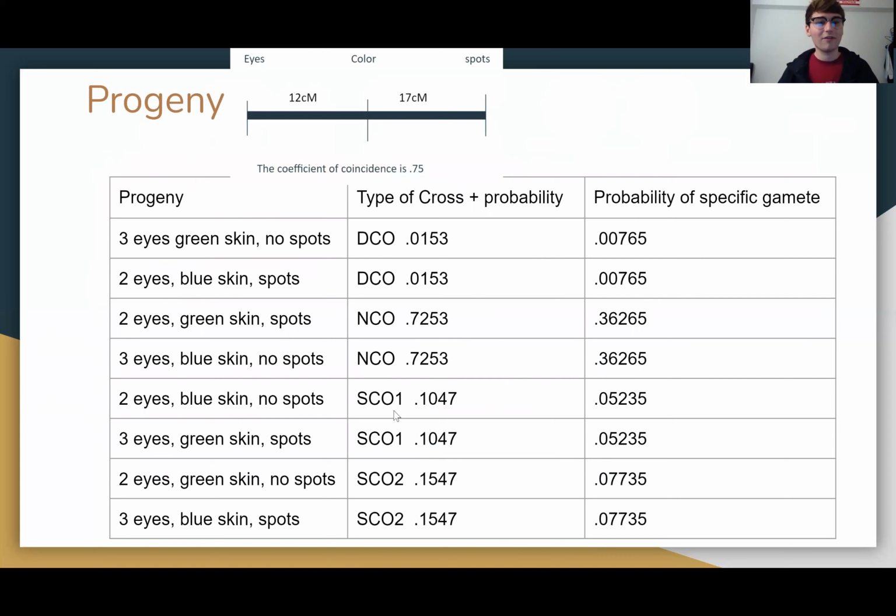After that, we have the progeny of all of the possibilities, and I have 2 columns. One column is the probability of the type of cross that could occur, and the other is the probability of a specific gamete.